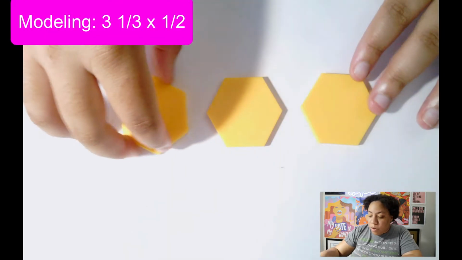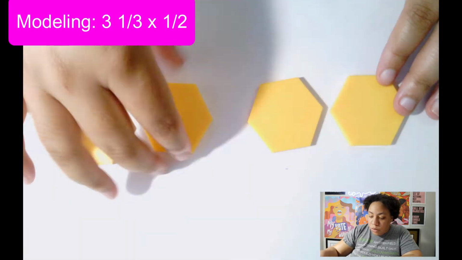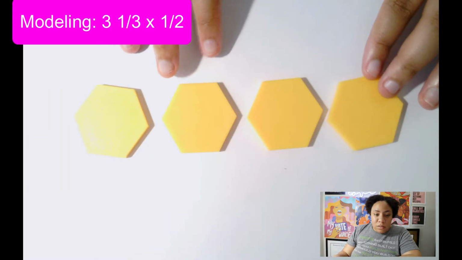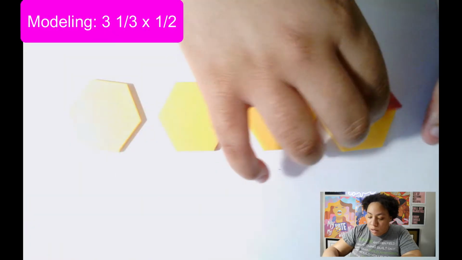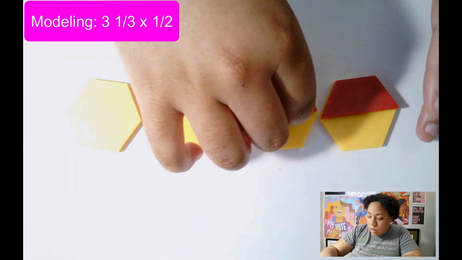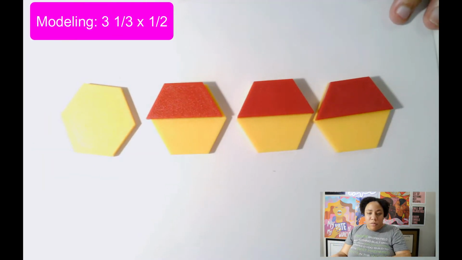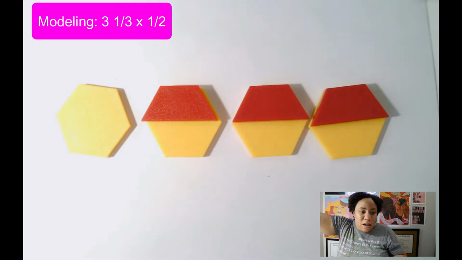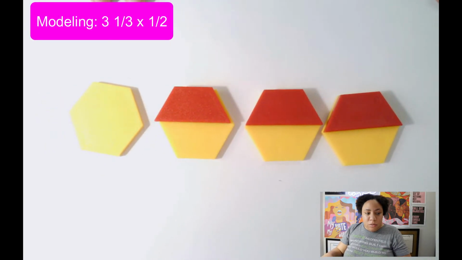Okay, so you're going to represent that based on the wholes here. You're going to need 4 of these, and you're taking halves of these. So you could take half of the 3, okay? Because you did the direct instruction, your students are going to be able to understand that this is how it's represented. Move this over just a little bit.